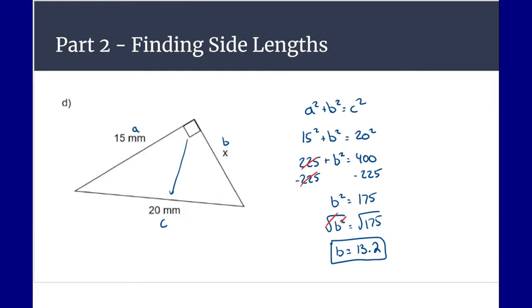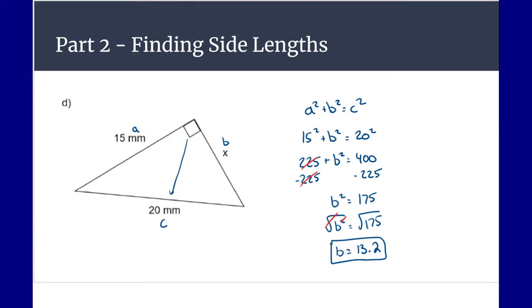So if you plugged in everything correctly and you went through the same steps, you should find that the missing side length is 13.2. Again, that is rounded. And there are a couple things that you can do to briefly verify or just do a quick check to make sure your answer is correct, or at least on surface it appears to be correct.